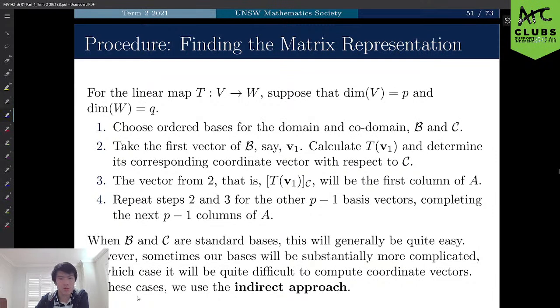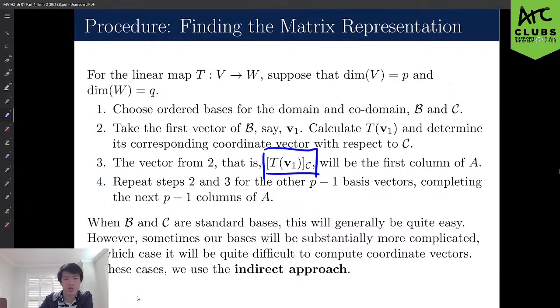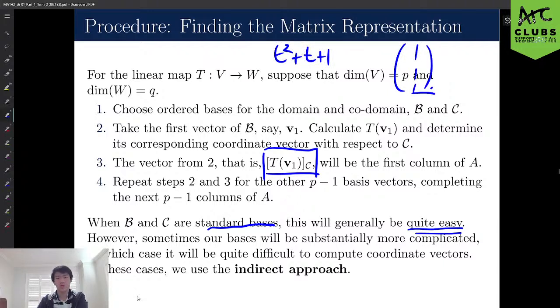And the trick is over here when we have this thing. Coordinate vectors, finding them is quite an involved task. Because it's such an involved task, we'd prefer not to do it sometimes, especially if B and C are not standard bases. When B and C are standard bases, this will be quite easy, because when we take a polynomial with respect to the standard basis, that's just going to be 1, 1, 1, and it's pretty simple. But when we don't have standard bases, we don't want to constantly have to do T of v1 with respect to C. We want to do the indirect approach.